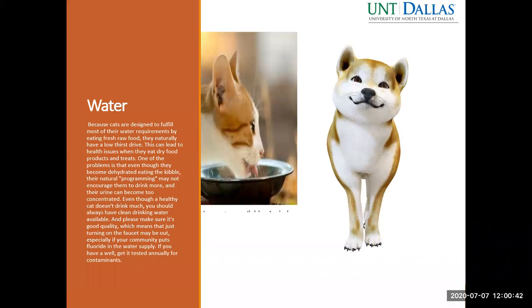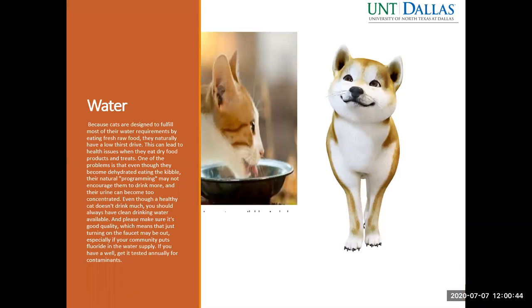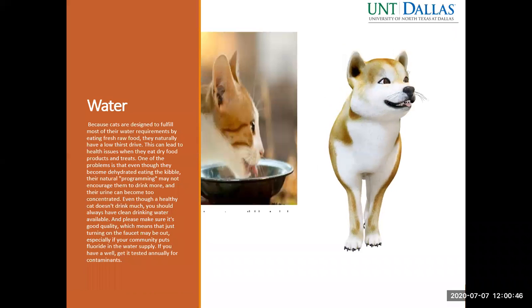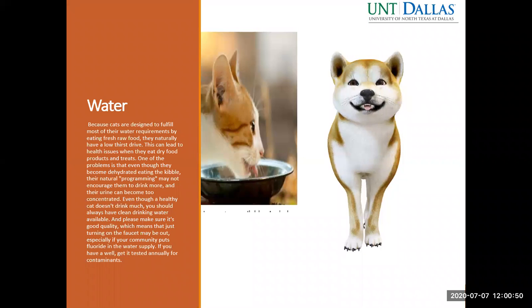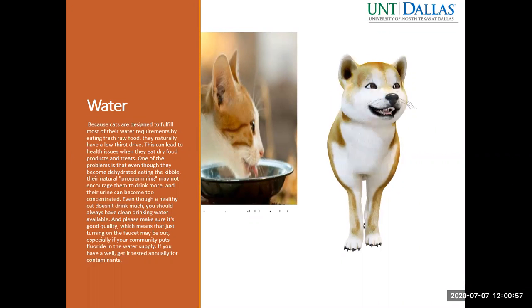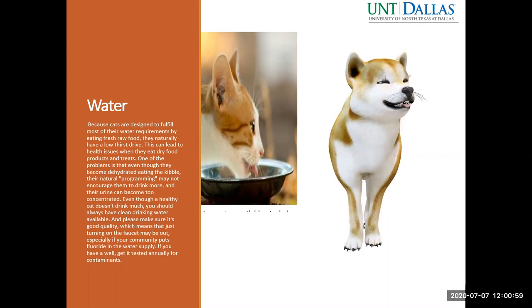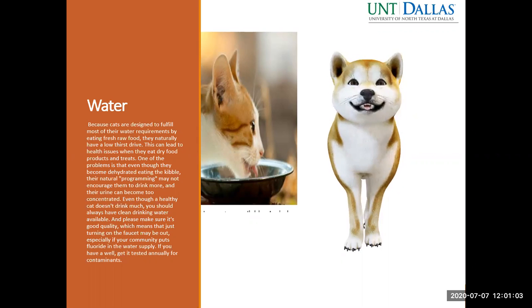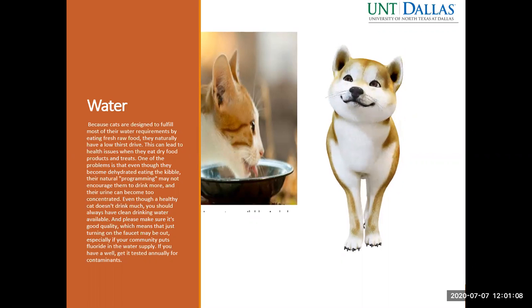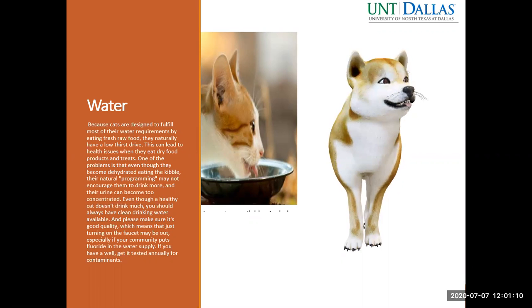So the different nutrients that are necessary for cats, let's start with water, because cats are designed to fulfill most of their water requirements by eating fresh raw food. They naturally have a low thirst drive. So this can lead to health issues when they eat dry food products and treats. Even though they become dehydrated eating the kibble, their natural programming may not encourage them to drink more, and their urine can become too concentrated.